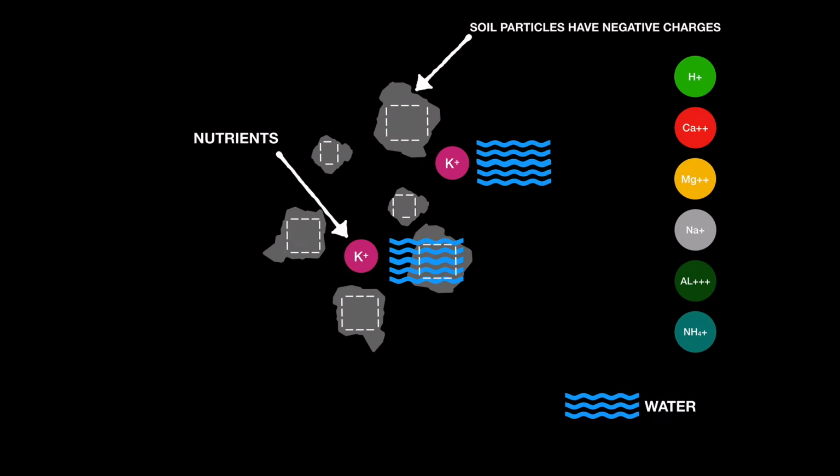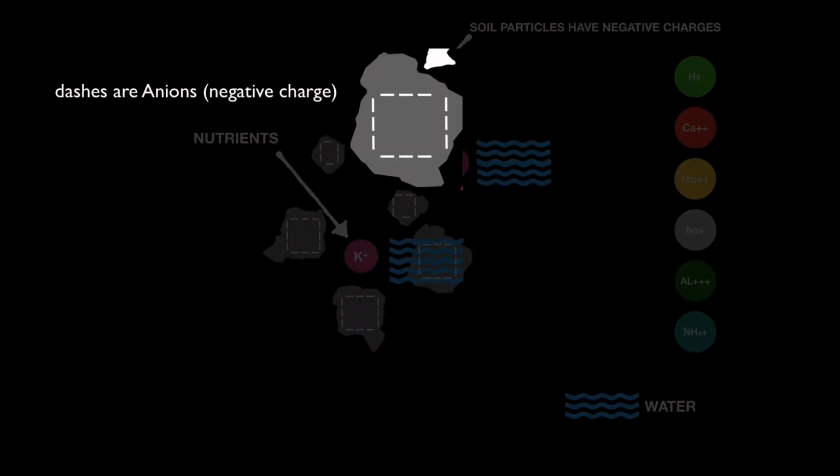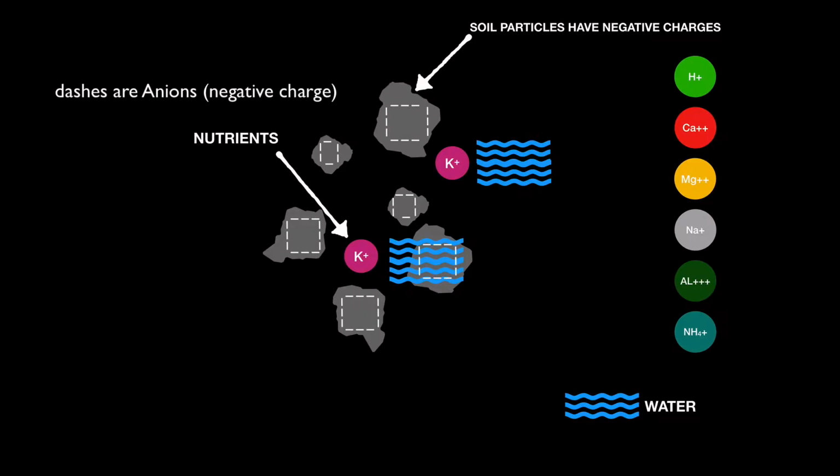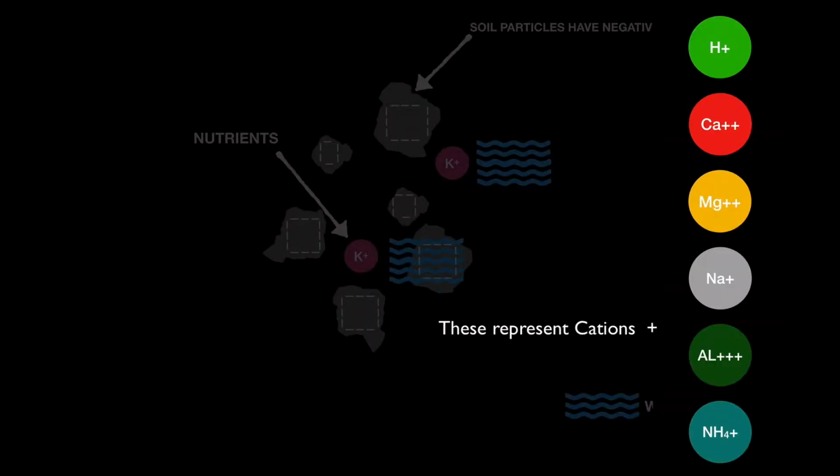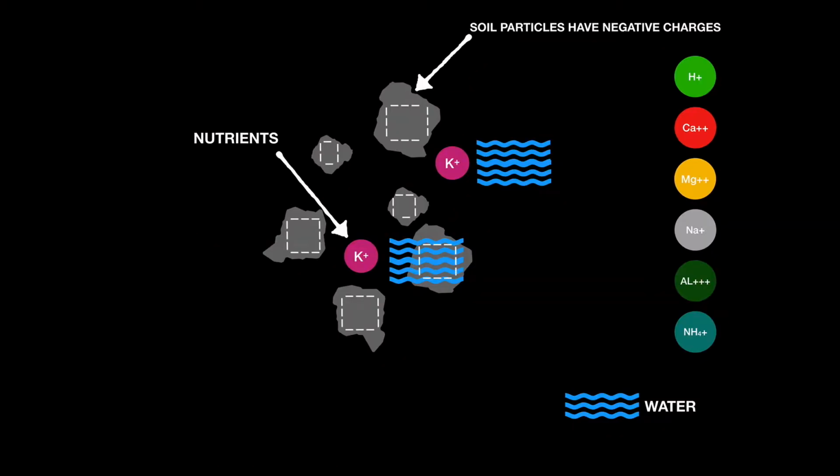In this illustration, we have some gray blobs that represent soil particles that have negative charges. In other words, they are ions. While nutrients such as hydrogen, calcium, magnesium, sodium, aluminum, potassium, and ammonia are cations that are positive in charge. In order for plants to take up nutrients, which are cations, they must attach themselves to the anions that are on the soil particles.